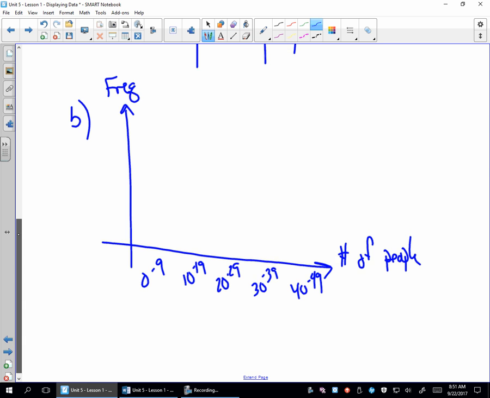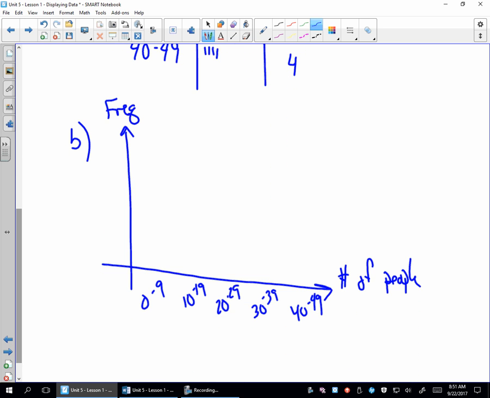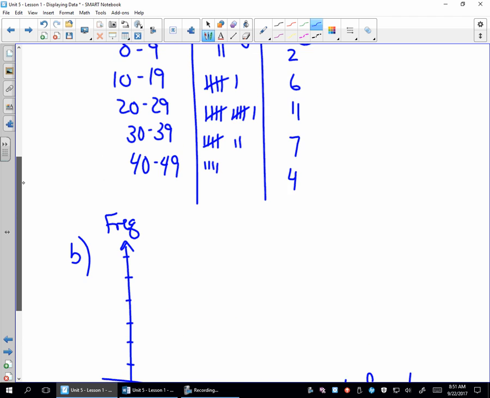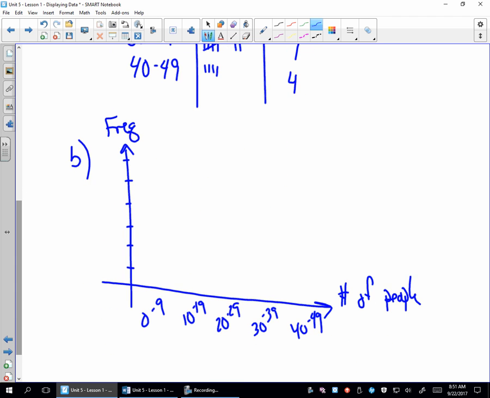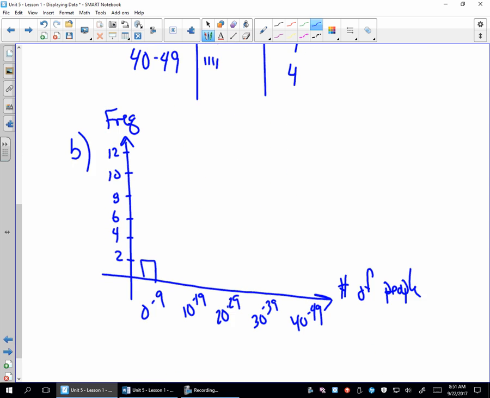Okay, we need to pick a scale up the side. The biggest number we have is 11, so I'm going to go by 2. So 2, 4, 6, 8, 10, 12, and then I'll make each bar. So my first bar is a 2. So I've got 2. Put some numbers on here. And then we've got 6. And then we've got 11. And we had a 7 and a 4.